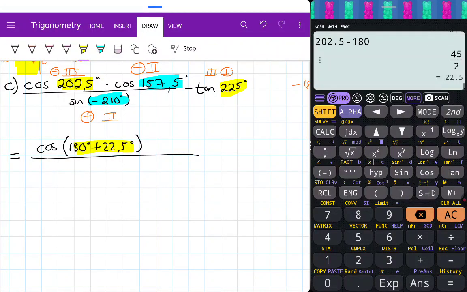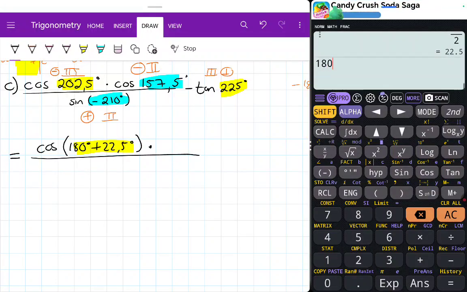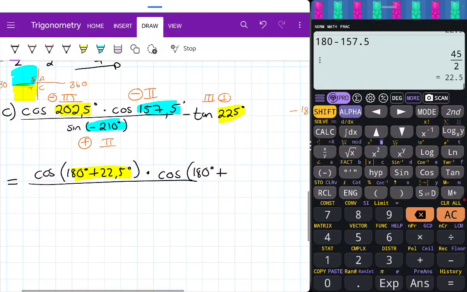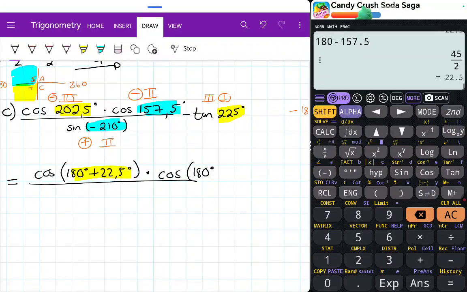I'm happy with that. We're multiplying that with the blue one, and the blue one is going to be 180 degrees minus 157.5, which gives us 22.5. Oh, I see a pattern forming. This is brilliant. Cos of 180 plus, wait, where are we? Minus, we're minusing. Cos of 180 minus 22.5 degrees. Okay, I'm happy with that.